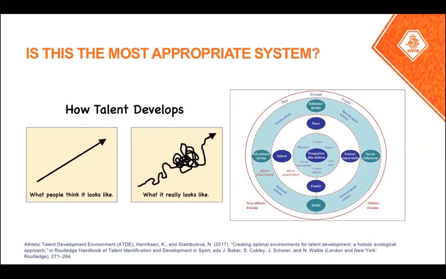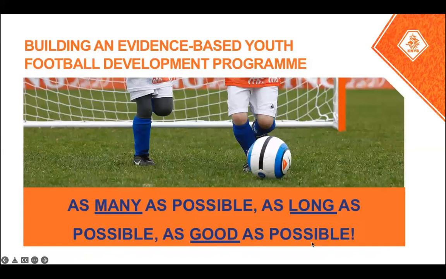So how does talent develop? Because again, with these 2 models here, you can see what people think, which is that linear approach, that rocket, and what it actually looks like, which is very messy. And how do we help them in these periods as well? And it's interesting that the KMVB are one of many that are adopting some of these strategies around an evidence-based approach to developing players. And this phrase, which is fantastic, which is as many as possible, for as long as possible, as good as possible.